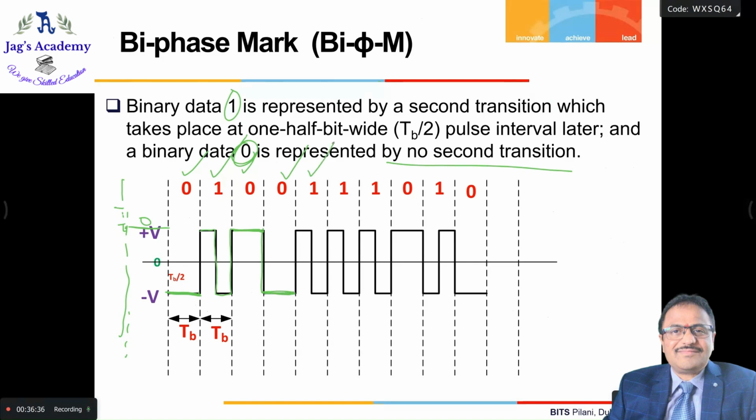Now, next bit is 1. There is a transition, but there will be a second transition here. Next bit is 1. It starts from the next level, but there is a second transition. Next bit is also 1. It doesn't continue here. It will start from the transition. There is a second transition. Now, next bit is 0. Next bit is 0. That means there is a transition, but there is no second transition. Next bit is 1. Of course, there is a change in the level, but there is a second transition. 0. Once again, there is a transition.